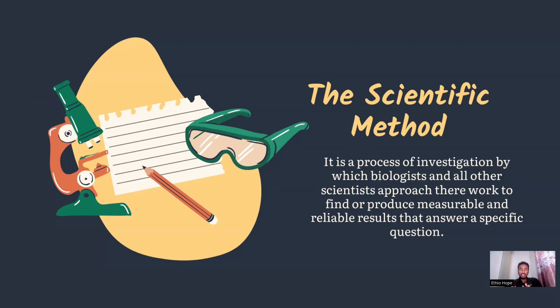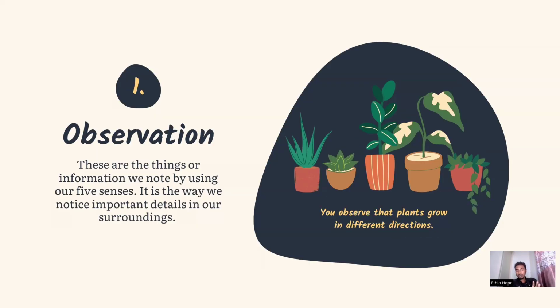Science usually starts with something very simple: noticing details around us. For example, you might have seen that plants do not all grow in the same direction, okay? Some stand straight up, some lean towards the window, some bend strangely. That's an observation, okay? And it's exactly how scientists begin their work, okay? There are around 6 or 7 steps of the scientific method. The first one is observation.